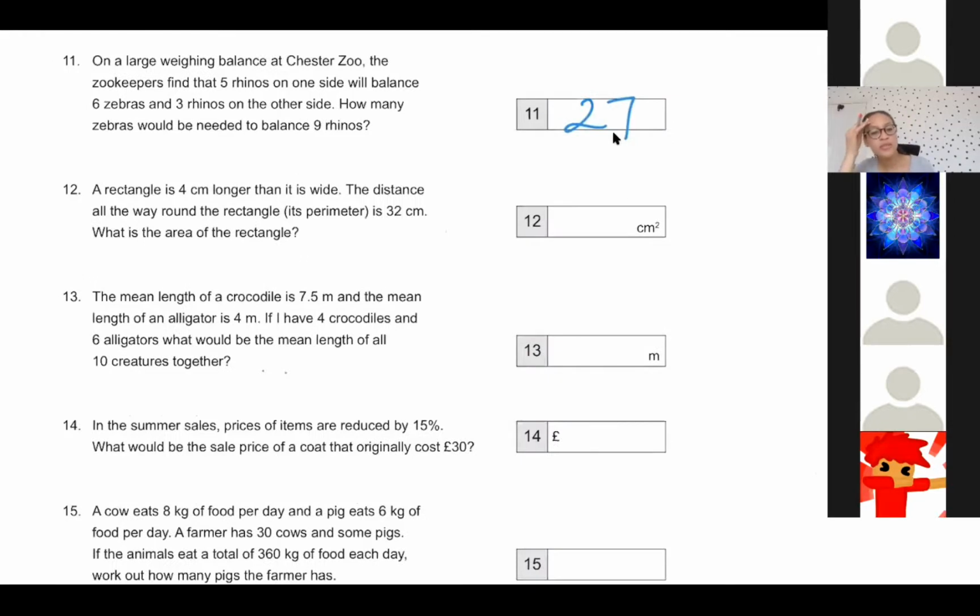A rectangle is 4 centimeters longer than it is wide. The distance all the way around the rectangle, its perimeter, is 32 centimeters. What is the area of the rectangle?